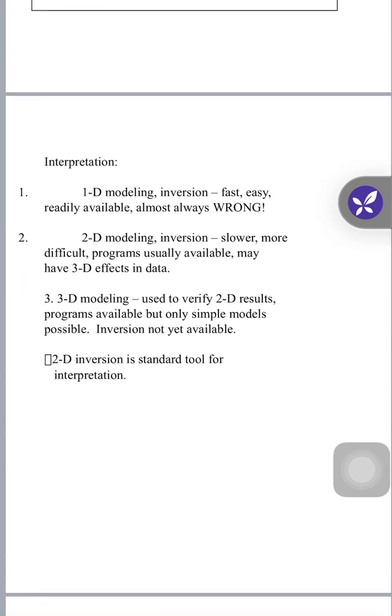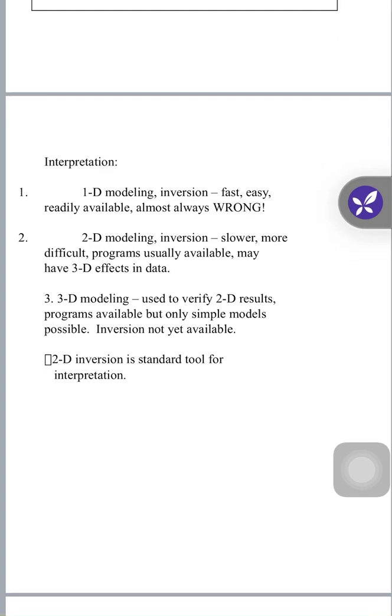When it comes to interpretation, 1D modeling or inversion is very fast, easy and readily available, but it is not reliable. Most of the time it is not reliable, and it is also justifiable to say that it is almost always wrong. And 2D modeling and inversion is slower and more difficult. Programs are usually available, but there may be 3D effects in the data.